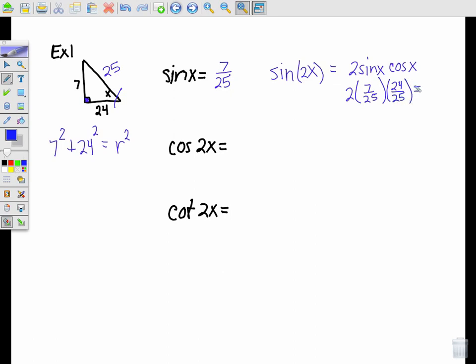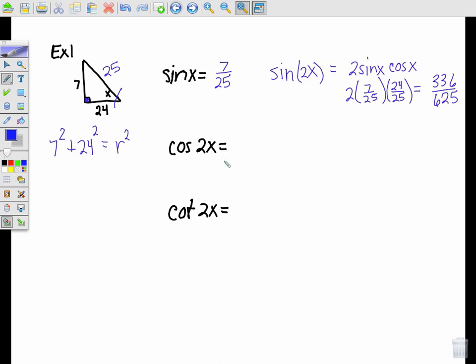So what we can do is multiply these together, and you would want to take your 7 times 24 and multiply that by 2. So 2 times 7 times 24 is 336. So we've got 336 over 625, and 625 is 25 squared. So that's how you would find the sine of 2x.